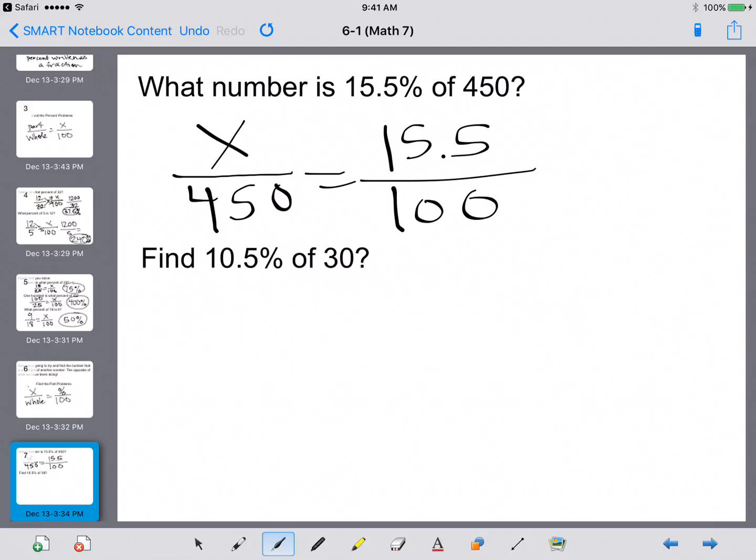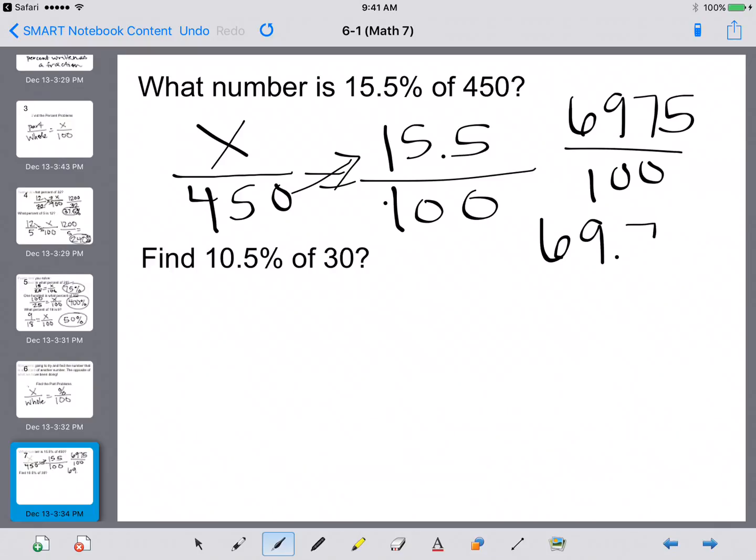Once again, cross multiply and divide. 450 times 15.5 gets us 6,975. Then we divide by 100, and our answer is 69.75. And you're going to have decimals, and don't let that freak you out because sometimes your answer is a decimal.